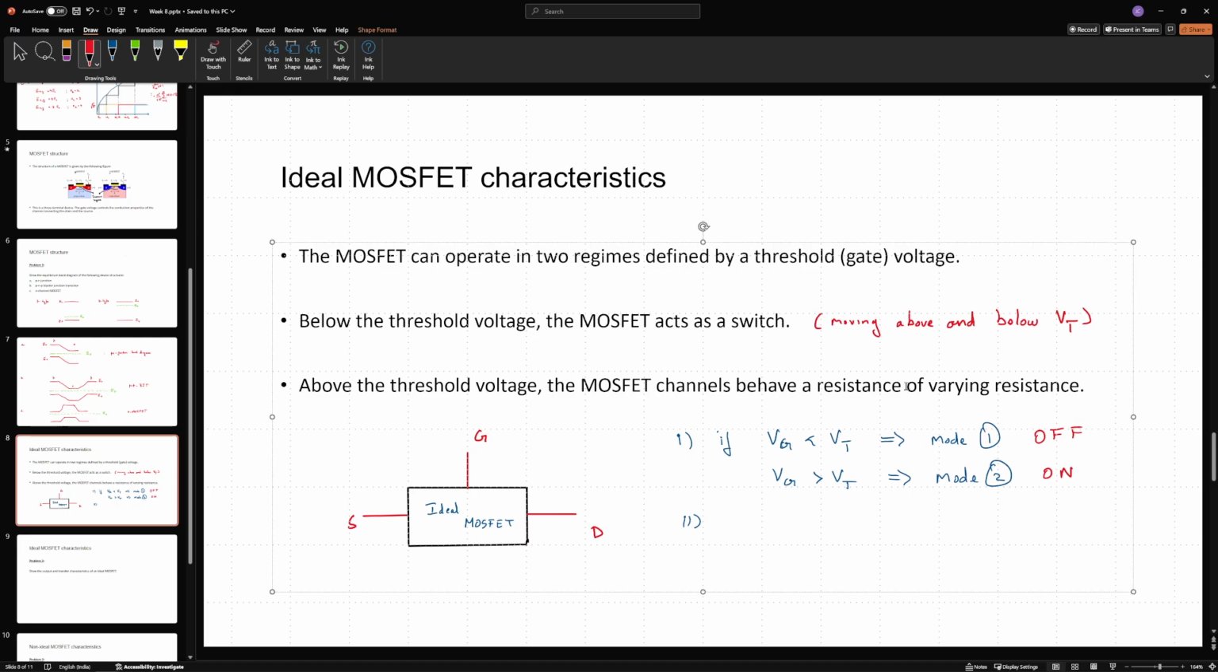Behave as a variable resistance. So above the threshold voltage, I want the MOSFET to act as a variable resistance. The whole idea of a transistor is it has a conductance and a variable resistance. Those two words are essentially combined to give me the idea of a transistor.